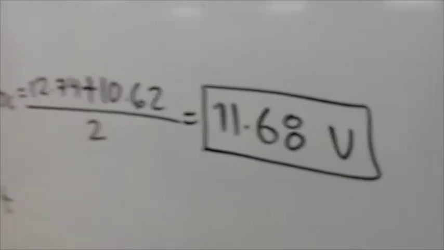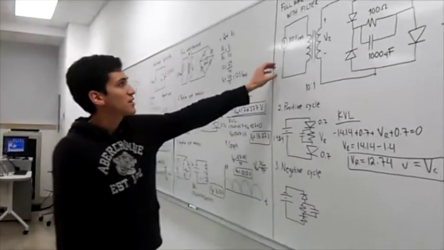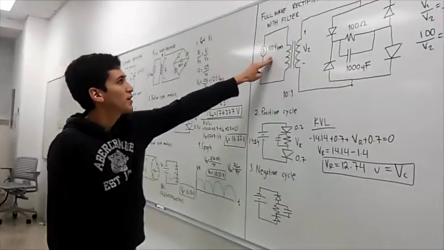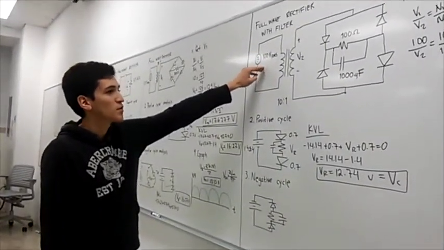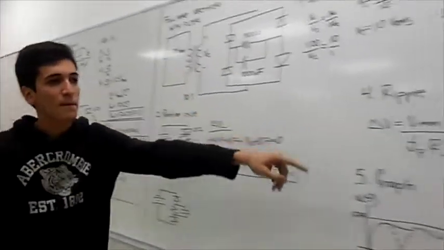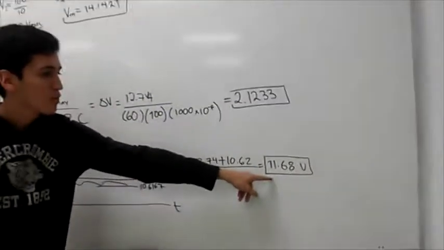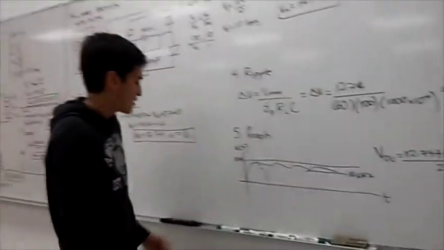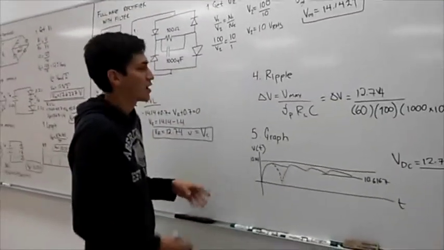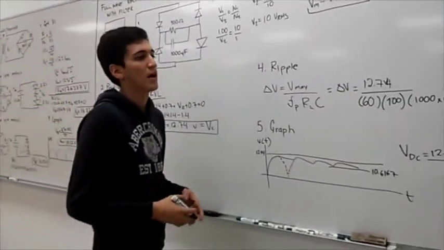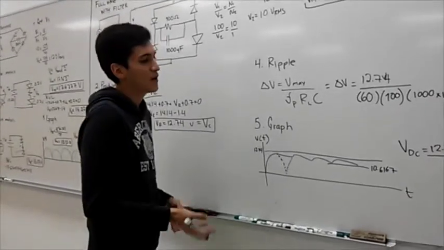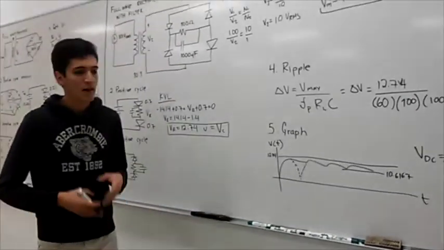So now, with this tutorial, we know how to make a diode application. In this case, we transform from 100 volts root mean square to 11.68 volts. This can be used to charge, for example, a cell phone, a computer, a calculator, but there are a lot of applications.